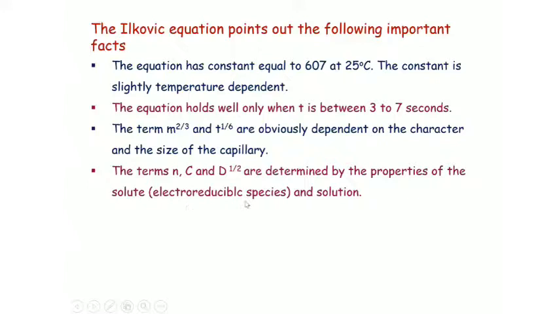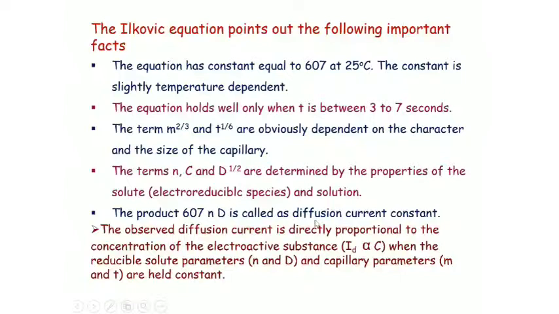reducible species parameters. The observed diffusion current Id is directly proportional to the concentration of the electroactive substance when all these parameters are held constant. That means n, D, C are the solute or reducible species parameters, and m and t are capillary parameters. When the capillary parameters and solute parameters are held constant, the diffusion current is directly proportional to the concentration of the electroactive substance. These are the Ilkovic equation and its important facts.